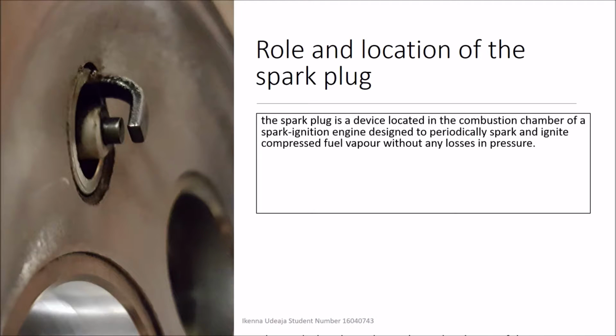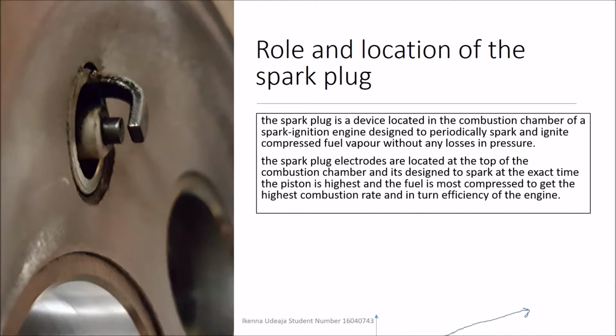As shown in the picture to the left, the spark plug electrodes are located at the top of the combustion chamber, and it's designed to spark at the exact time the piston is highest and the fuel is most compressed, to get the highest combustion rate and in turn efficiency of the engine, as visualized by the graph below.